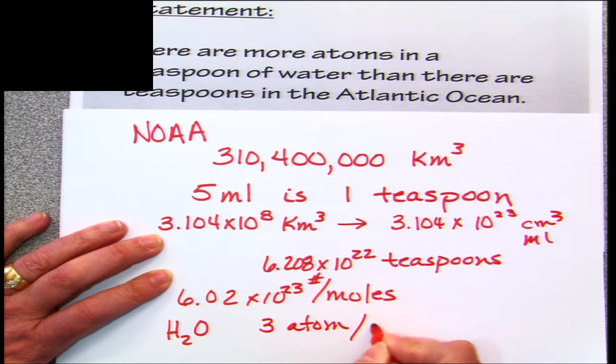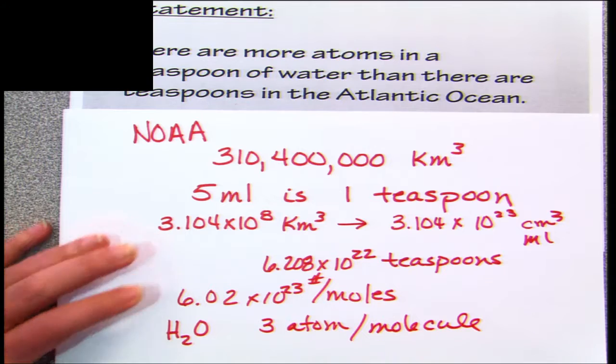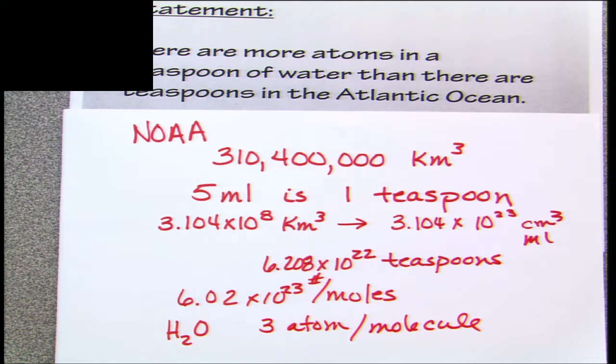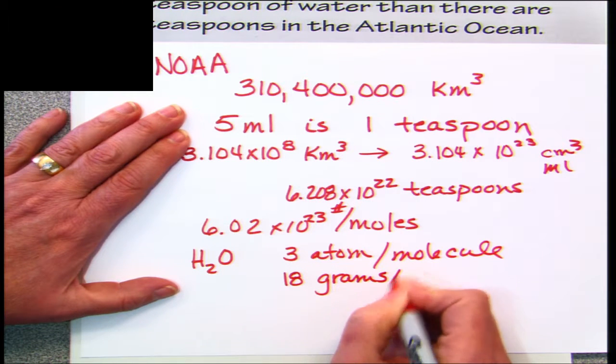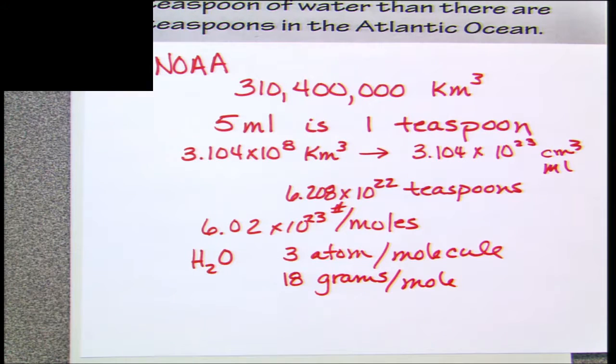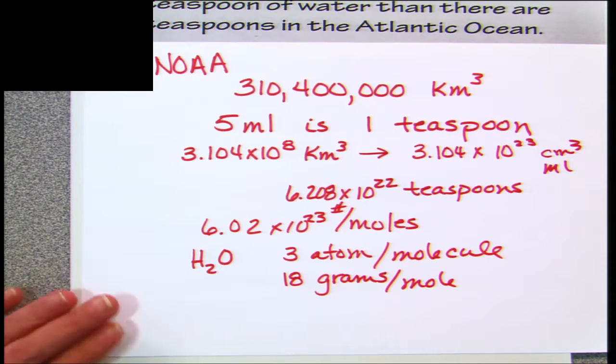I've got 18 grams per mole for water. And we know the density of water. I'm assuming fresh water for this estimation problem. I know that 1 milliliter is equal to 1 gram of water, because of the density of water. So there's 5 grams of water per teaspoon.